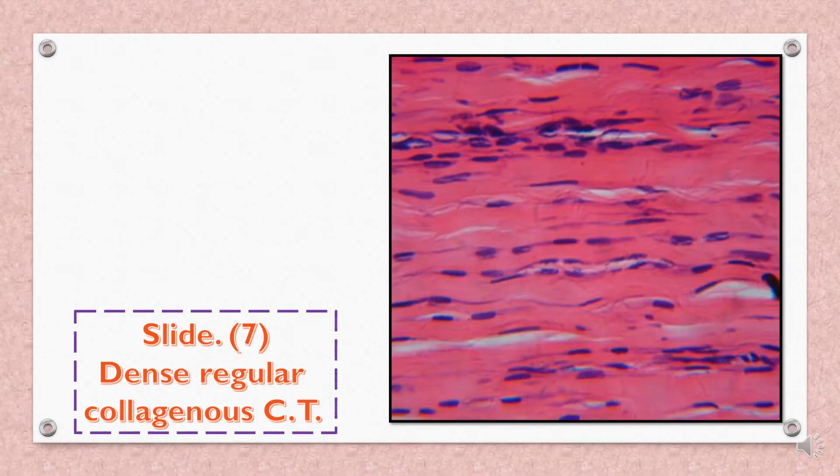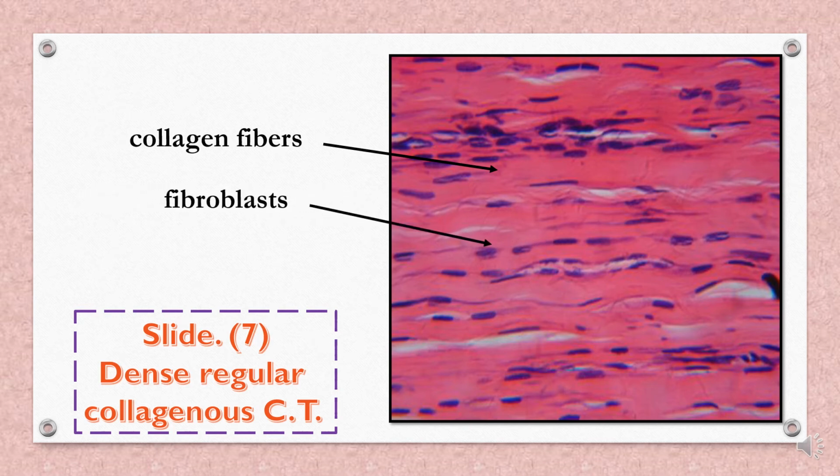This slide is for dense regular collagenous connective tissue. In this slide, these are collagen fibers or bundles that run parallel to each other in one direction. These are fibroblasts, which are arranged in rows due to the arrangement of collagen fibers. And this is ground substance, which is a very small amount found between the collagen fibers.